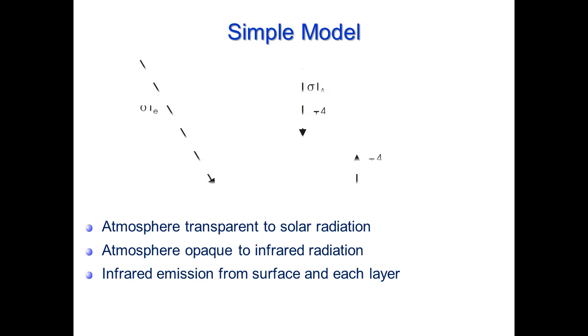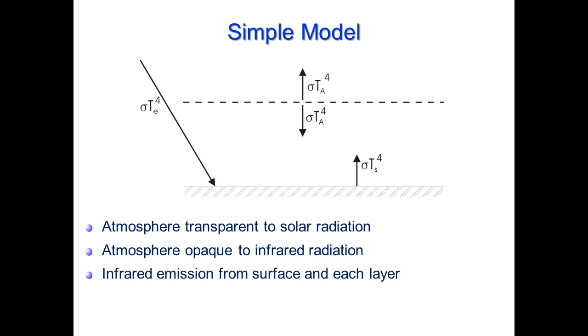Here is a sketch of what this model looks like. We have a single layer of gas represented by temperature T sub A. We have a solid or liquid surface whose surface temperature is T sub S. Incoming sunlight is represented by this stream of radiation, whose magnitude is given by the Stefan-Boltzmann constant times T_E to the fourth power. Remember what this is, by definition, is the solar constant divided by 4 times 1 minus the planetary albedo. So this is the net sunlight coming into the planet after we subtract out the portion that's reflected.